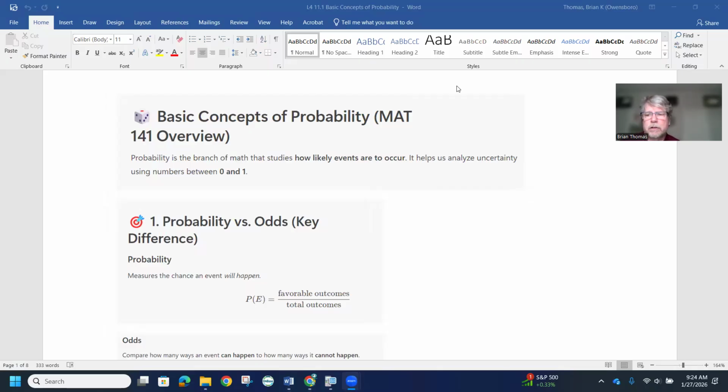So as we finish out Unit 2, we move into Chapter 11. Chapter 11 gets into probability, and we're just going to do the first section. We're just going to introduce you to some of the basics of probability.